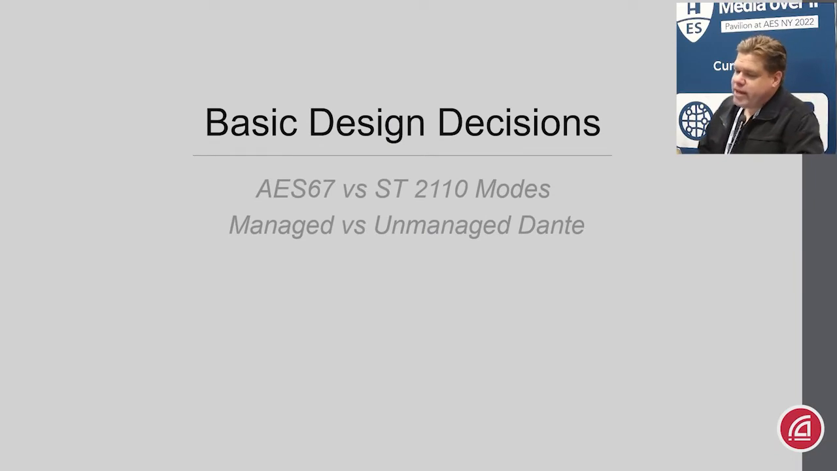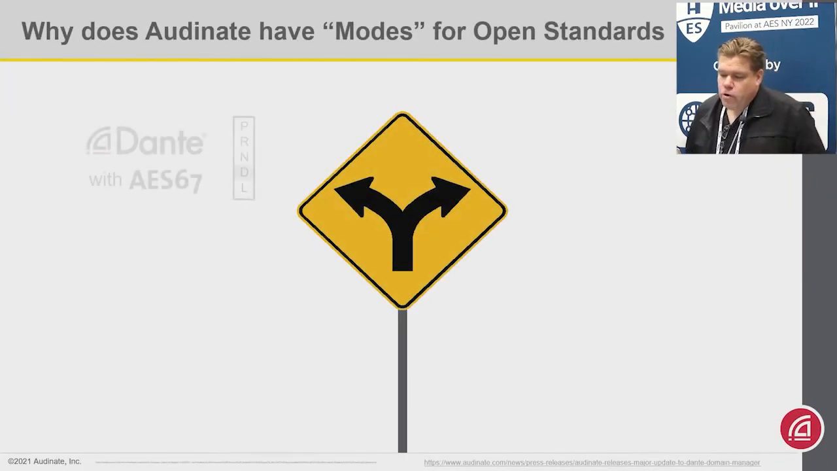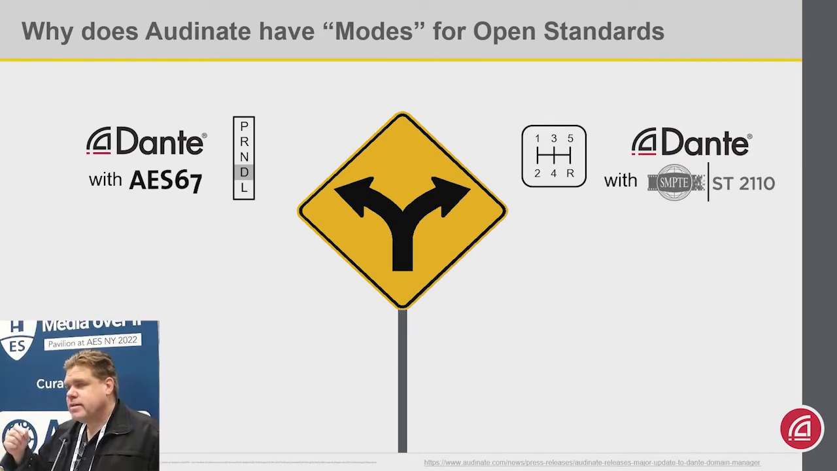So when you're designing a system, some of the things you have to understand from a Dante perspective are, first of all, which mode do you want to use, AES67 or 2110, and do you want a managed or an unmanaged Dante system? So one of the things that we point out is that AES67 and ST2110 are compatible formats. As a matter of fact, you could put AES67 out of a Dante device, receive it on a device that's configured for 2110. The difference for us is when these solutions were released.